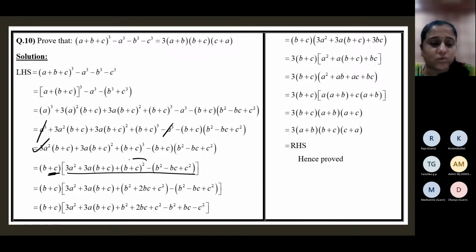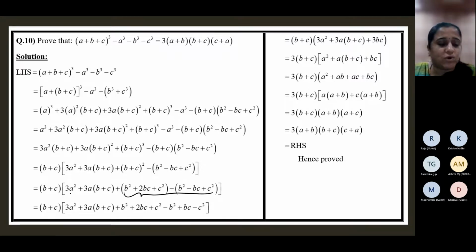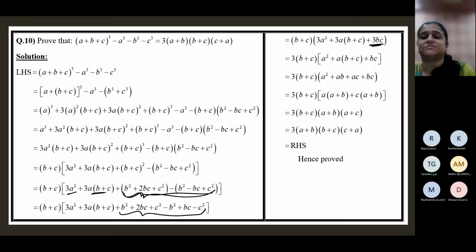And then we square the B plus C, the whole square. We expand that, and later we simplify the last two brackets. We won't disturb 3a square and 3a into b plus c. The last two parts we'll simplify. So we open the bracket and we cancel, and we get 3bc.